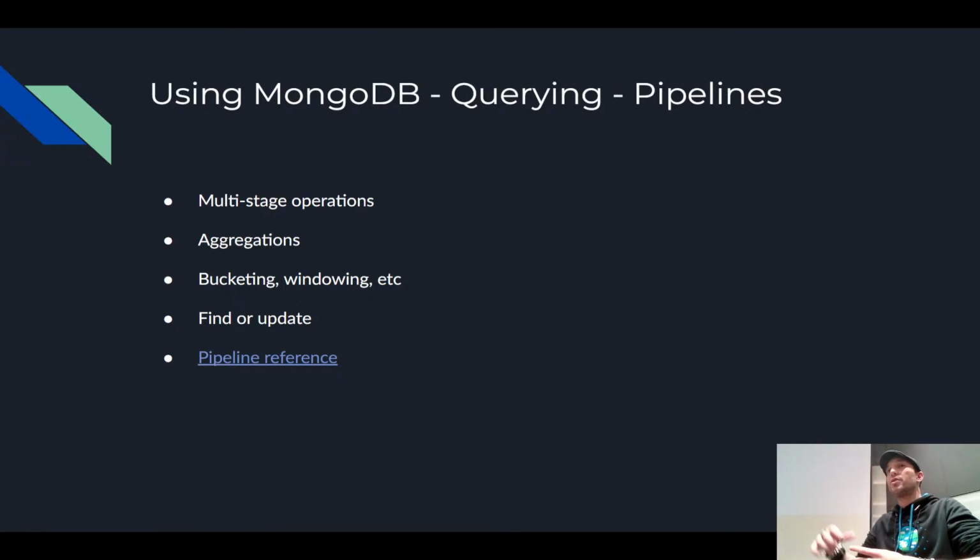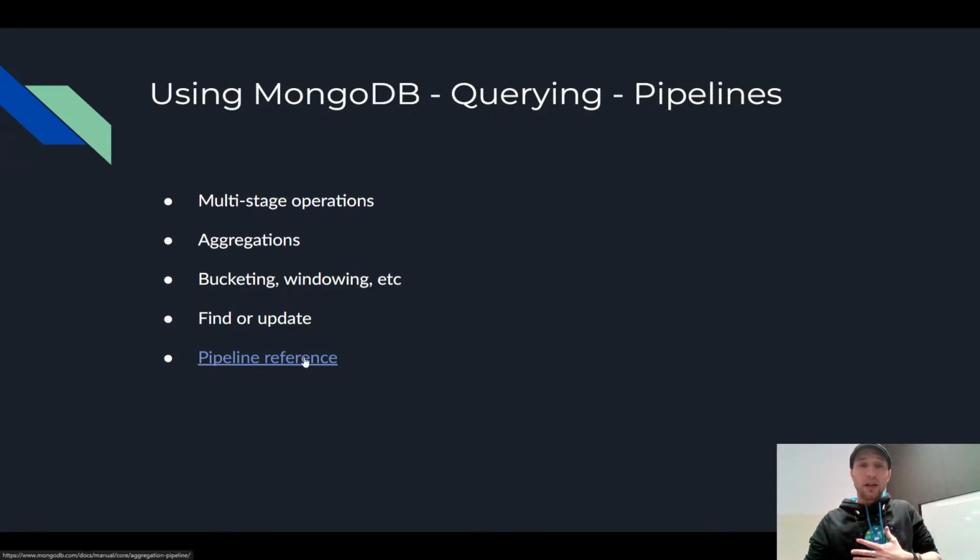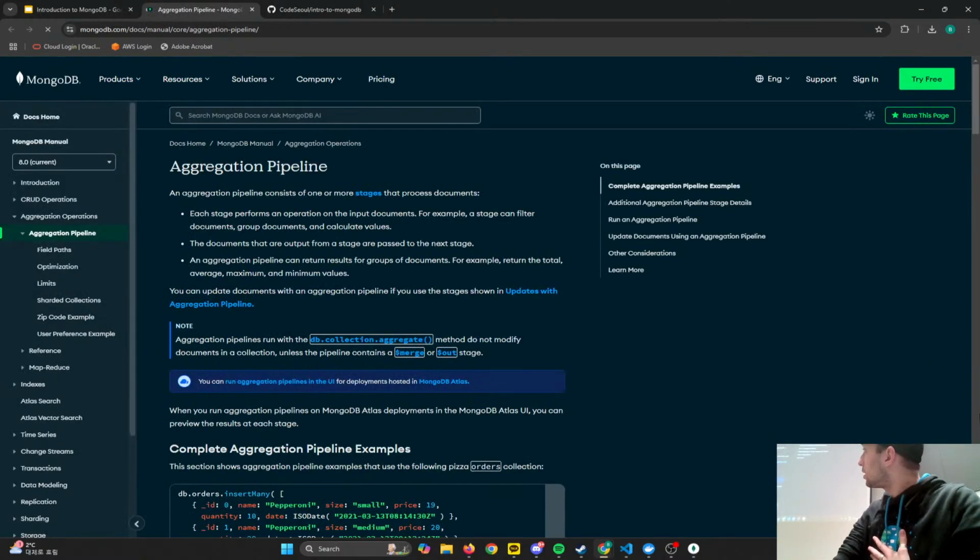Again, pipelines can be used for finds or for updates. So you can use it to calculate what data needs to be updated with, or to find data. And it can get really complicated, but honestly, it's kind of fun, or at least I find it fun. Maybe I just hate myself. I don't know. But it does support more complicated operations like bucketing, like window functions, this kind of stuff. I already mentioned it's used in find and update. And the pipeline reference here.